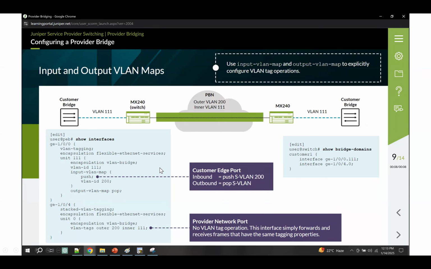Input and output VLAN maps. You can also map an input VLAN to an output VLAN. This is another process. Okay.